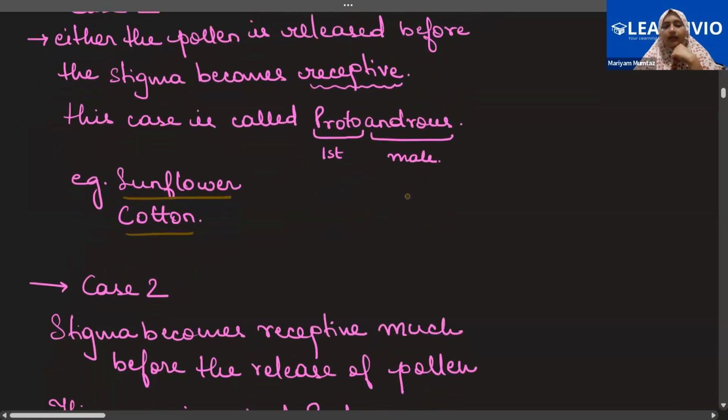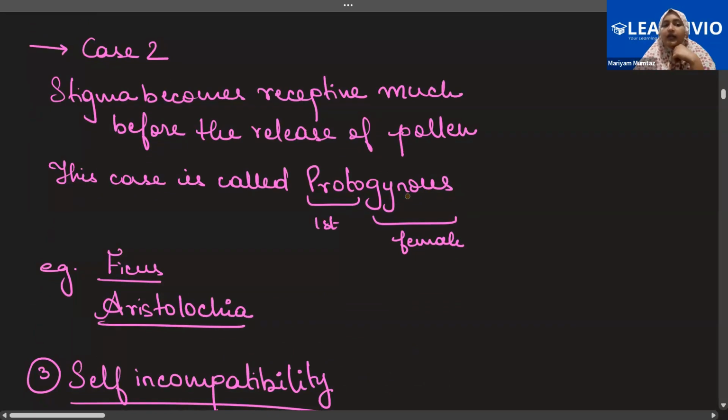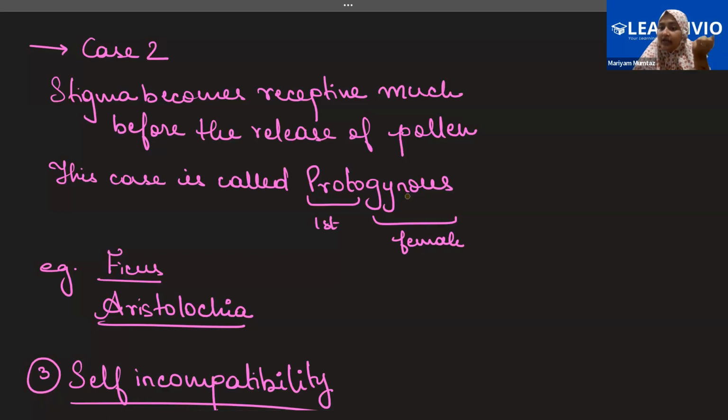Okay, very good. Now talking about case two. In this case, the female part would become receptive, meaning ready to receive the pollen, but the pollen was not released. This is known as protogynous. Proto again means first. Gynous refers to the gynoecium, the female part. This takes place in the case of ficus and aristolochia.